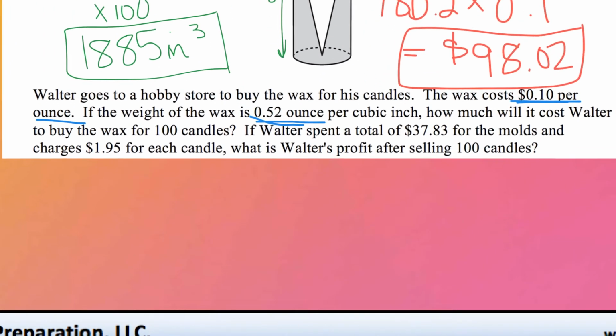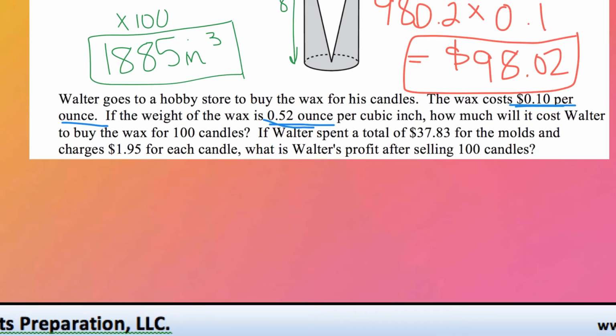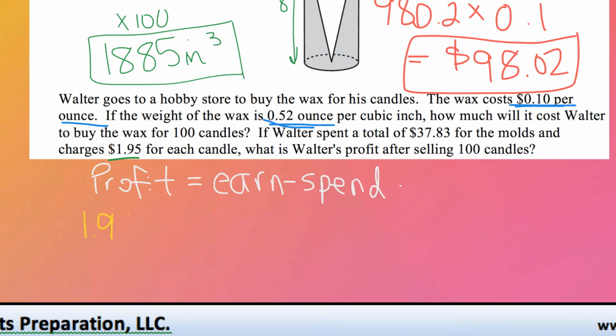Now in the last part of the question, we're trying to find Walter's profit after selling 100 candles. So it's important to understand how to calculate profit. I like to think that profit is equal to the amount that you earn subtracted by the amount that you spent. So first let's figure out how much money he earned. So he sells 100 candles and he's charging $1.95 for each of them. So to find out how much he's earning, it's pretty straightforward. We're going to take $1.95 and multiply it by 100. And that means he earned $195.